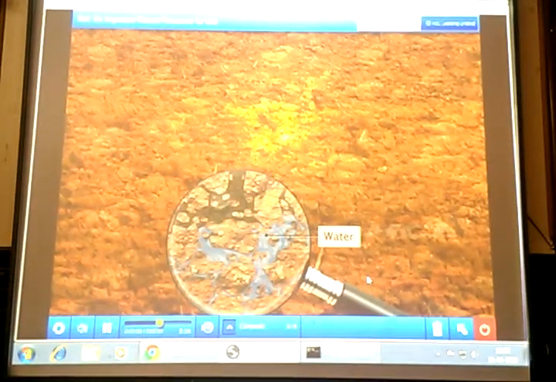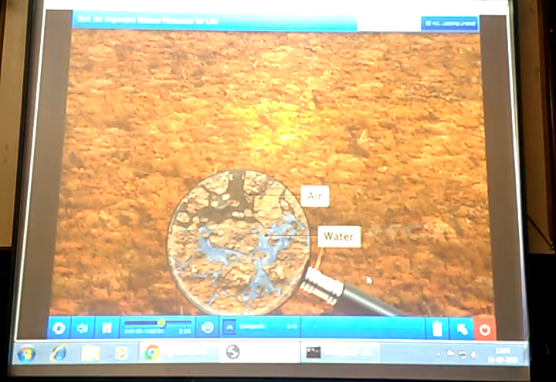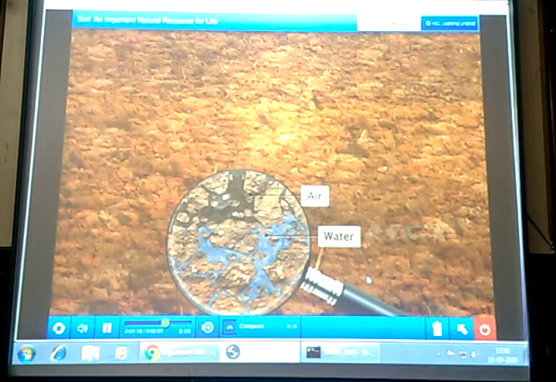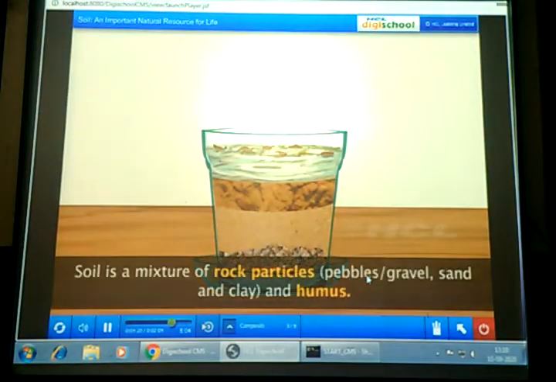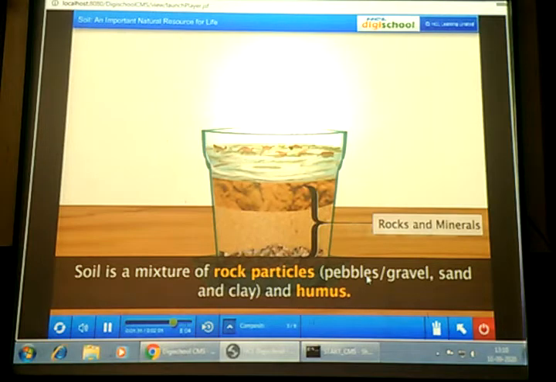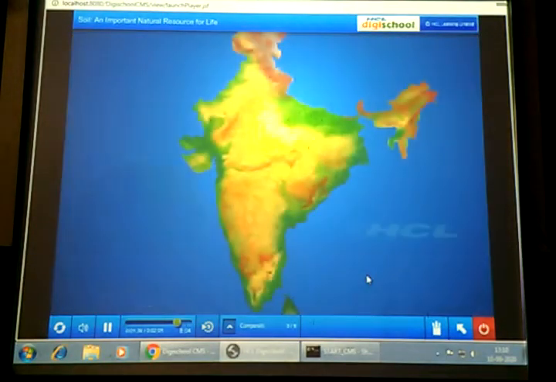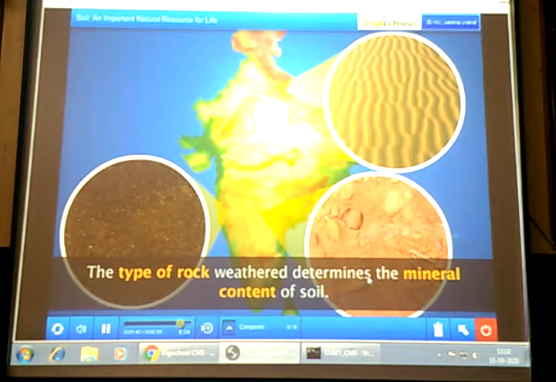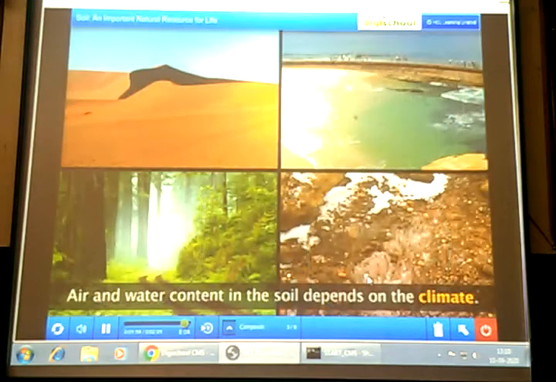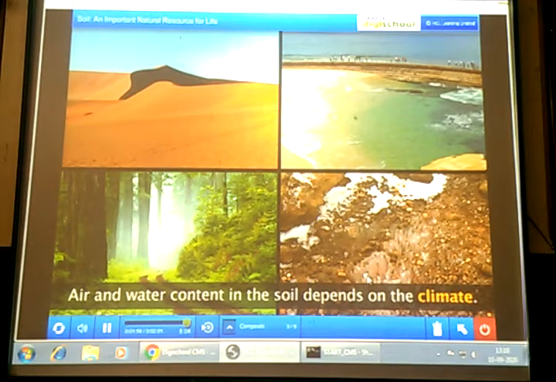Soil also contains water and air. They occupy the spaces between the particles of soil. Soil also contains minerals, which are present in the rock particles. Thus, we can see that soil is composed of rocks and minerals and humus, water and air. However, the composition of soil varies from place to place. The type of rock weathering determines the mineral content of soil. The air and water content in the soil depends on the climate of the place.